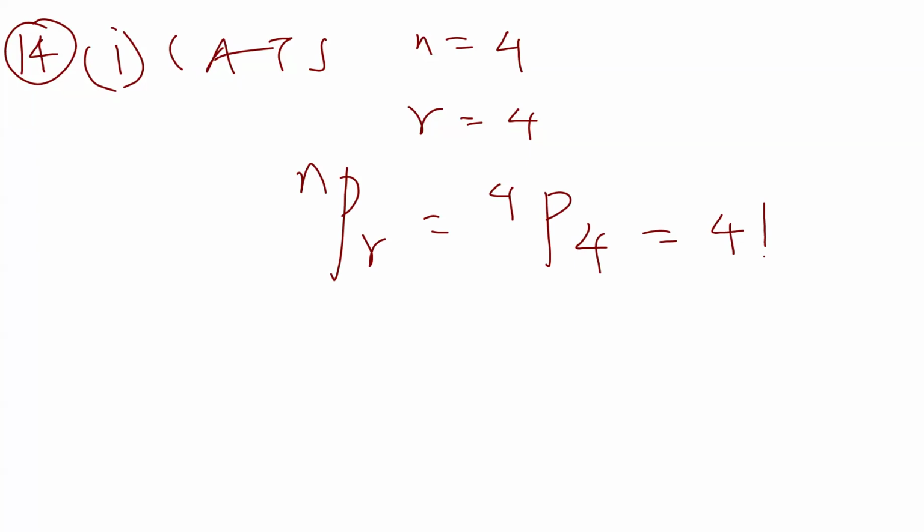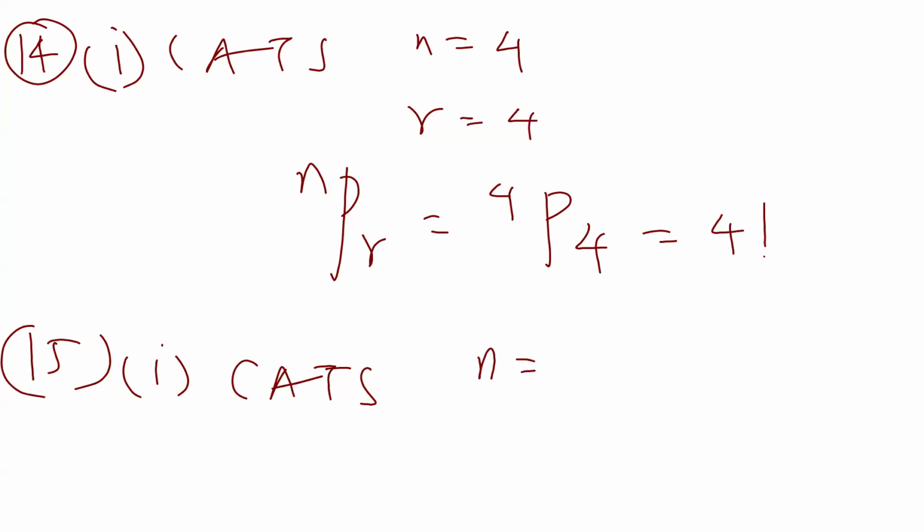Question 15, sub question 1. We will take the same word, cats, the letters from the same word. But this time we are supposed to take only 3 letters out of these 4 letters. So n is equal to 4, r is equal to 3, nPr, 4P3. That will be your answer. 4 objects and 3 places. Let's go to question number 16.